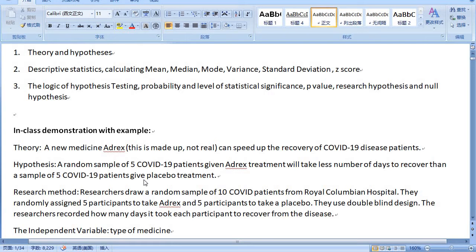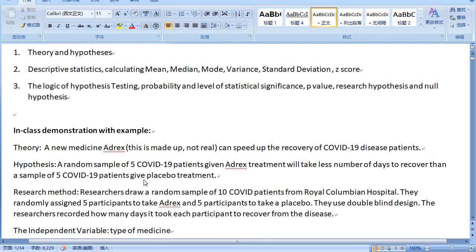How do I test this theory? How do I provide some support of this theory? I cannot just sell the drugs to COVID-19 patients. The authorities, the FDA, will ask me to provide evidence. They will ask me to show that the drug actually works. It actually does help people recover faster from the COVID-19 disease.